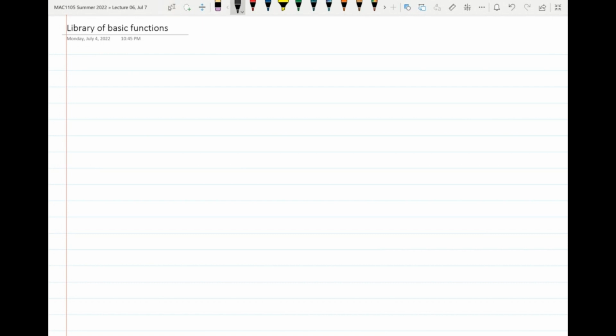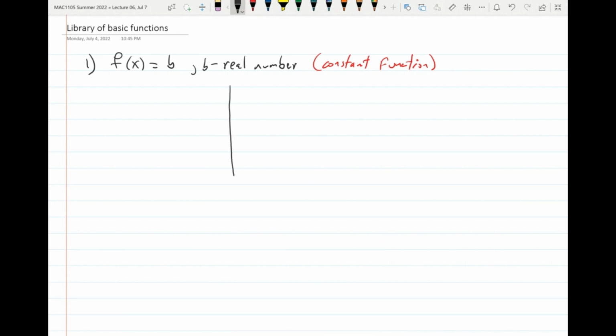All right, so let me just write this down. The first one, again, most of these are very basic. For example, the function f of x equals b, where b is a real number. We call this the constant function. And like the name suggests, this function is a constant. So what's the graph of this function? How does the graph of this function look like?